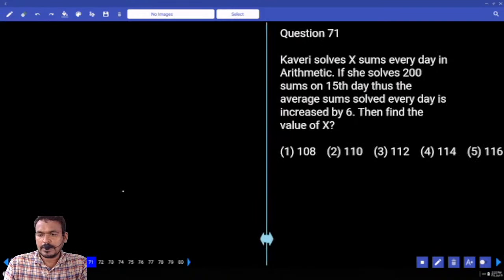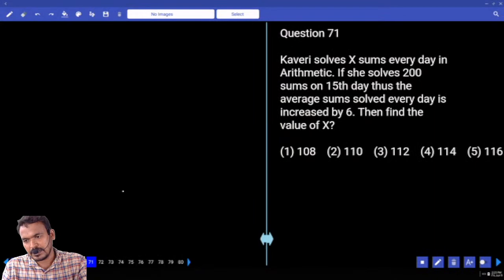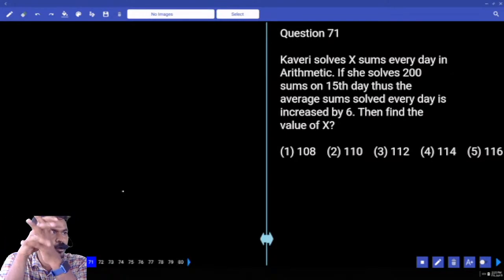71. Kaveri solves X sums every day in arithmetic. Means every day how many sums are solved? X sums. If she solves 200 sums on 15th day, the average sum solved every day is increased by 6. Find the value of X. Before adding the 200, every day how many sums? X sums. On 15th day, how many sums are solved? 200 sums. In the 200 already X is included. Yes or no?